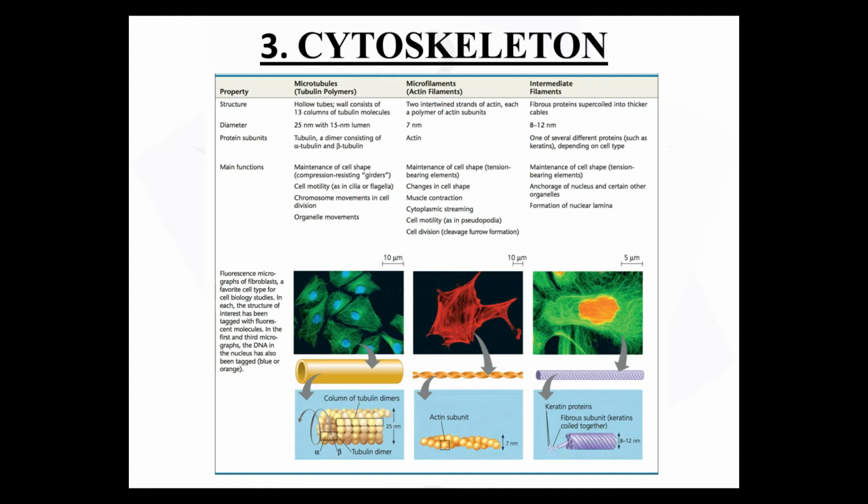The third is intermediate filaments. These are strong rope-like components of the cytoskeleton whose thickness lies in between that of microtubules, that is the thickest, and the microfilaments, that is the thinnest. They provide stability to other organelles like nucleus and help in attachment of cell to one another. The main functions of intermediate filaments are maintenance of cell shape, anchorage of nucleus and certain other organelles, formation of nuclear lamina.